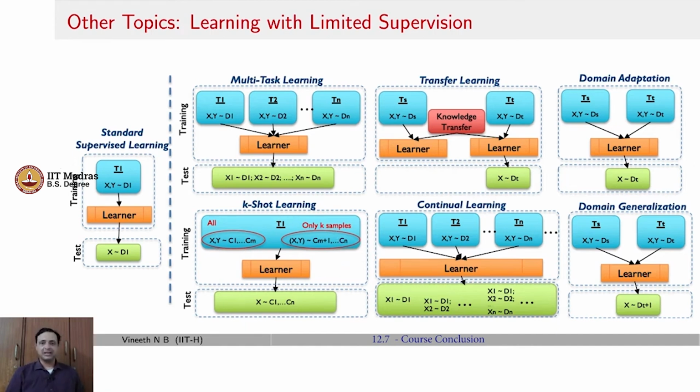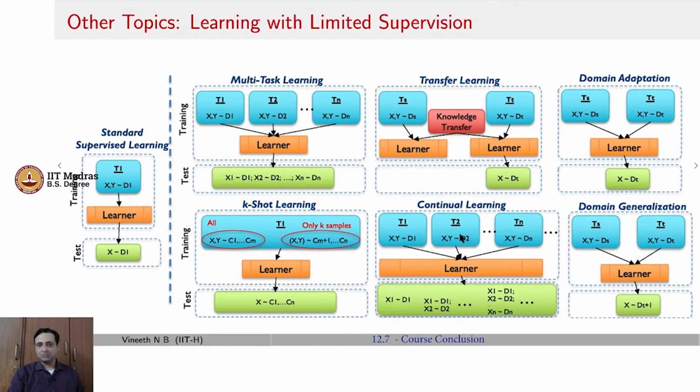Another setting in the context of learning with limited supervision is continual learning, which has become popular in recent years, where you once again have multiple tasks similar to multitask learning. The only difference is that the tasks could keep coming incrementally over time. That universe of tasks may not be limited. Now you want to train a model that works on all the tasks seen so far. Initially, you have data from task 1. You train a model, and it should work on other data from task 1.